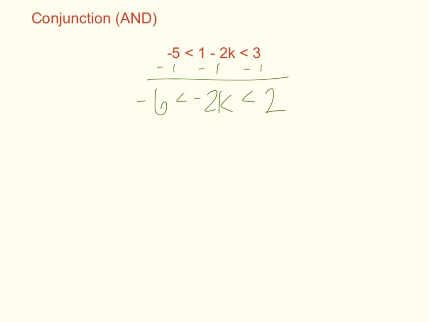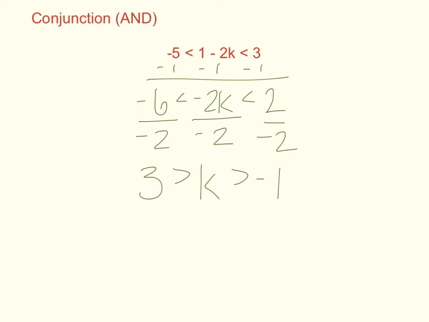I then need to divide everything by that -2. Divide this by -2, that by -2, that by -2. I'm dividing everything by a negative, so that means I need to flip all of my signs. So -6 divided by -2 is a +3. This sign is going to change directions. I still have a k in the middle. This sign is also going to change directions. And 2 divided by -2 is a -1. So this is saying that any answer can be between 3 and -1.